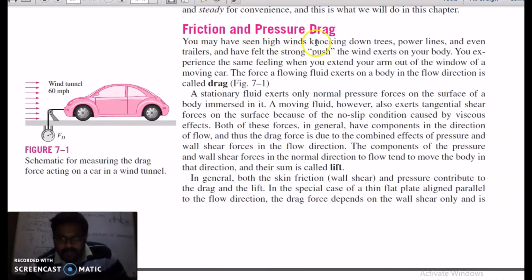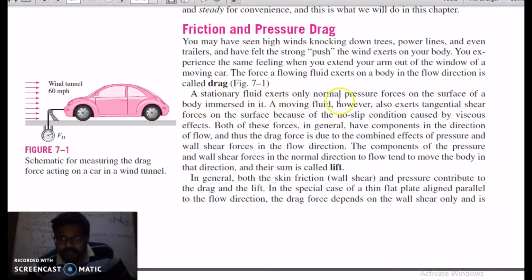Friction and pressure drag. You may have seen high winds knocking down trees, power poles and even trailers, and have felt the strong push the wind exerts on a body. You can say when a car is moving, this is tested in the wind tunnel. If the velocity of air is 60 miles per hour, it will put a drag on this car, which can be represented in terms of force.